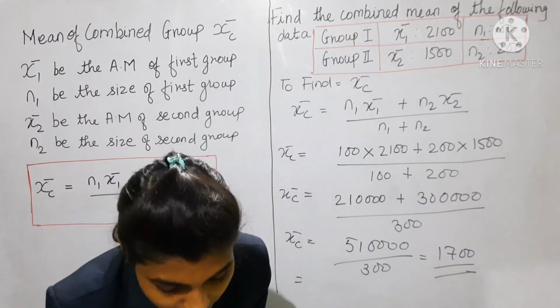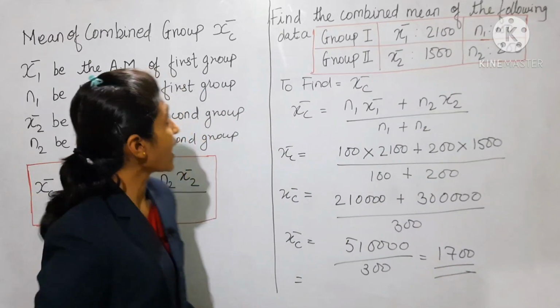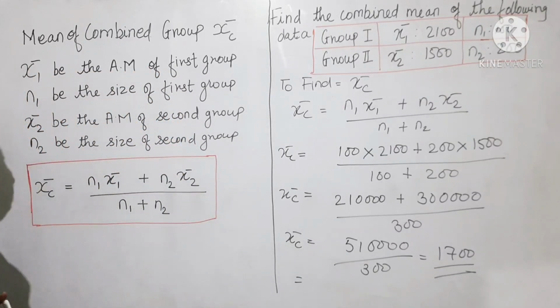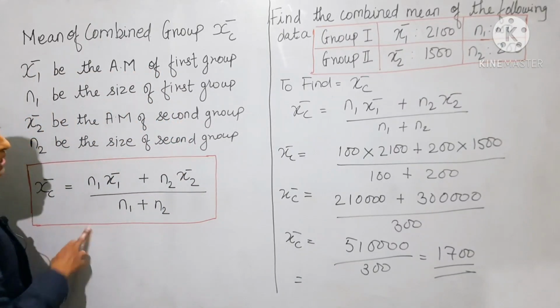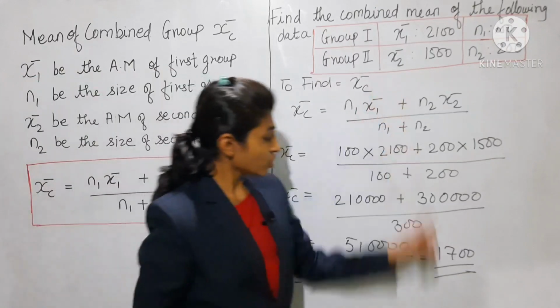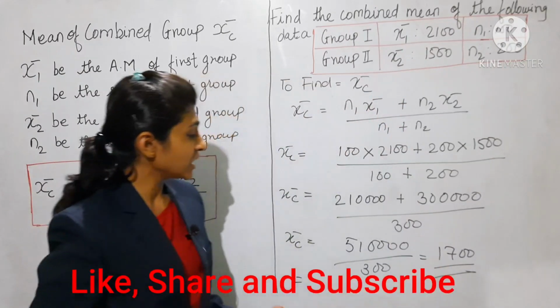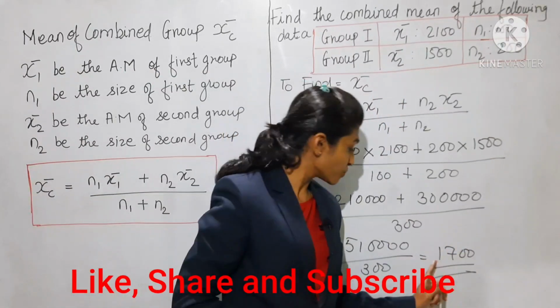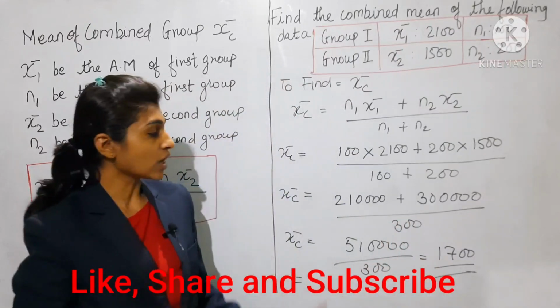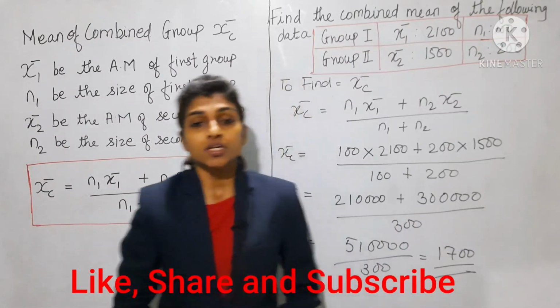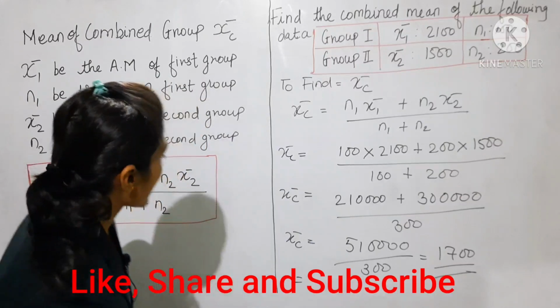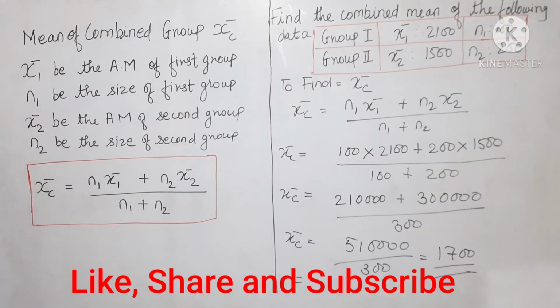In this way you can find the arithmetic mean of a combined group by using the formula for two groups. So the mean of the combined group is 1700. I hope you have understood this example. Please copy down this example in your notebook.